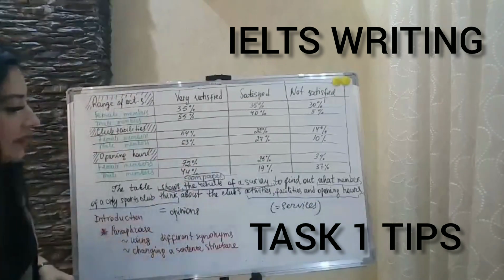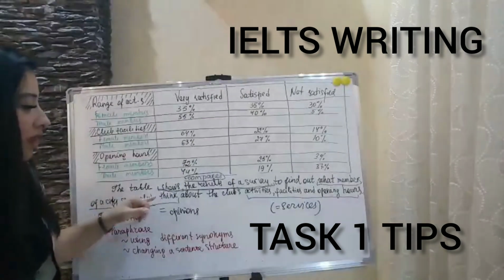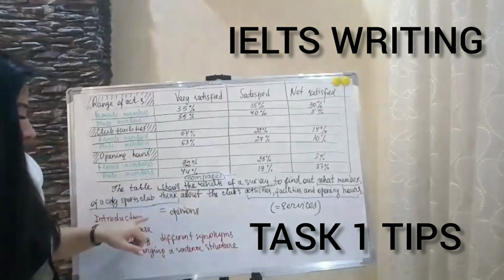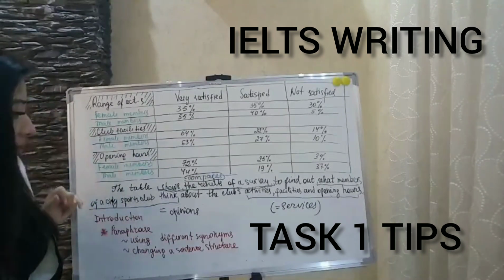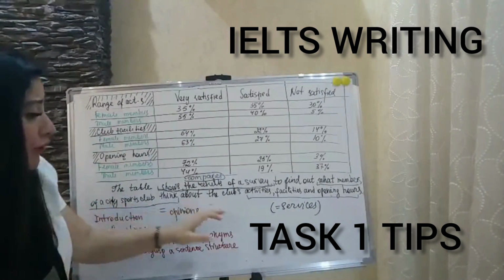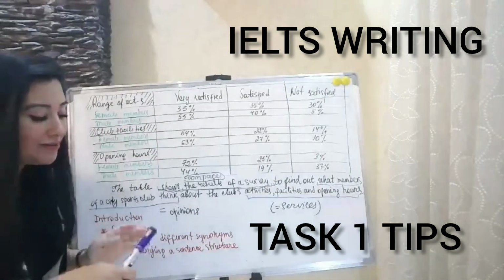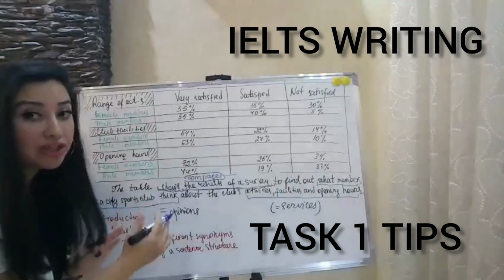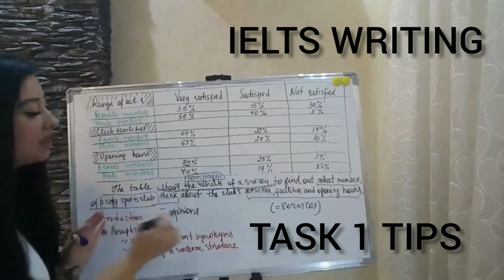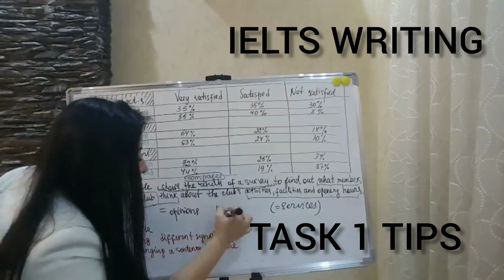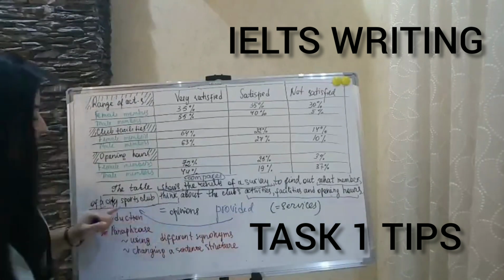So let's take a look at our paraphrases again. So the table compares opinions of female and male members about services. And here we also haven't used and paraphrased the words city sport club yet, and I would then say provided by this city sport club.